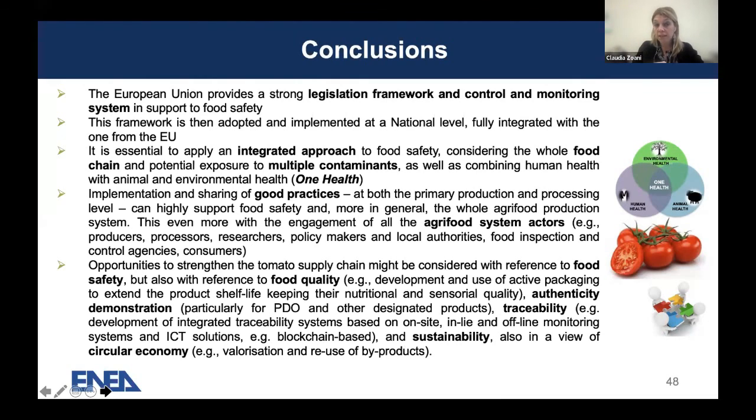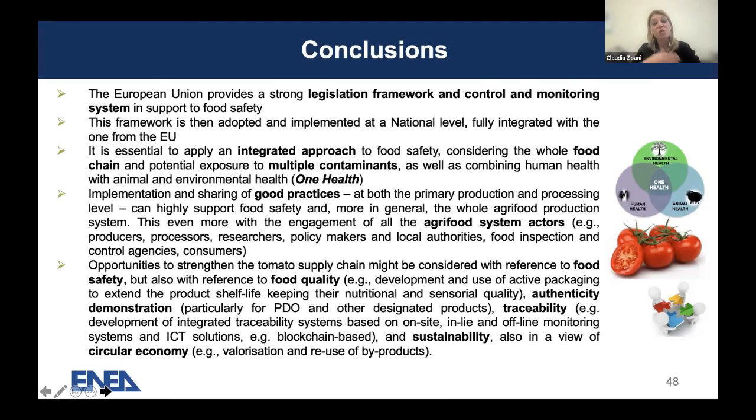It is fundamental to implement and share good practices at both the primary production and the processing level, which can highly support food safety, but more in general can support the whole agri-food production system. This is even more important if we manage to engage all the agri-food system actors: producers, processors, researchers, policymakers and local authorities, food inspection and control agencies, and consumers.